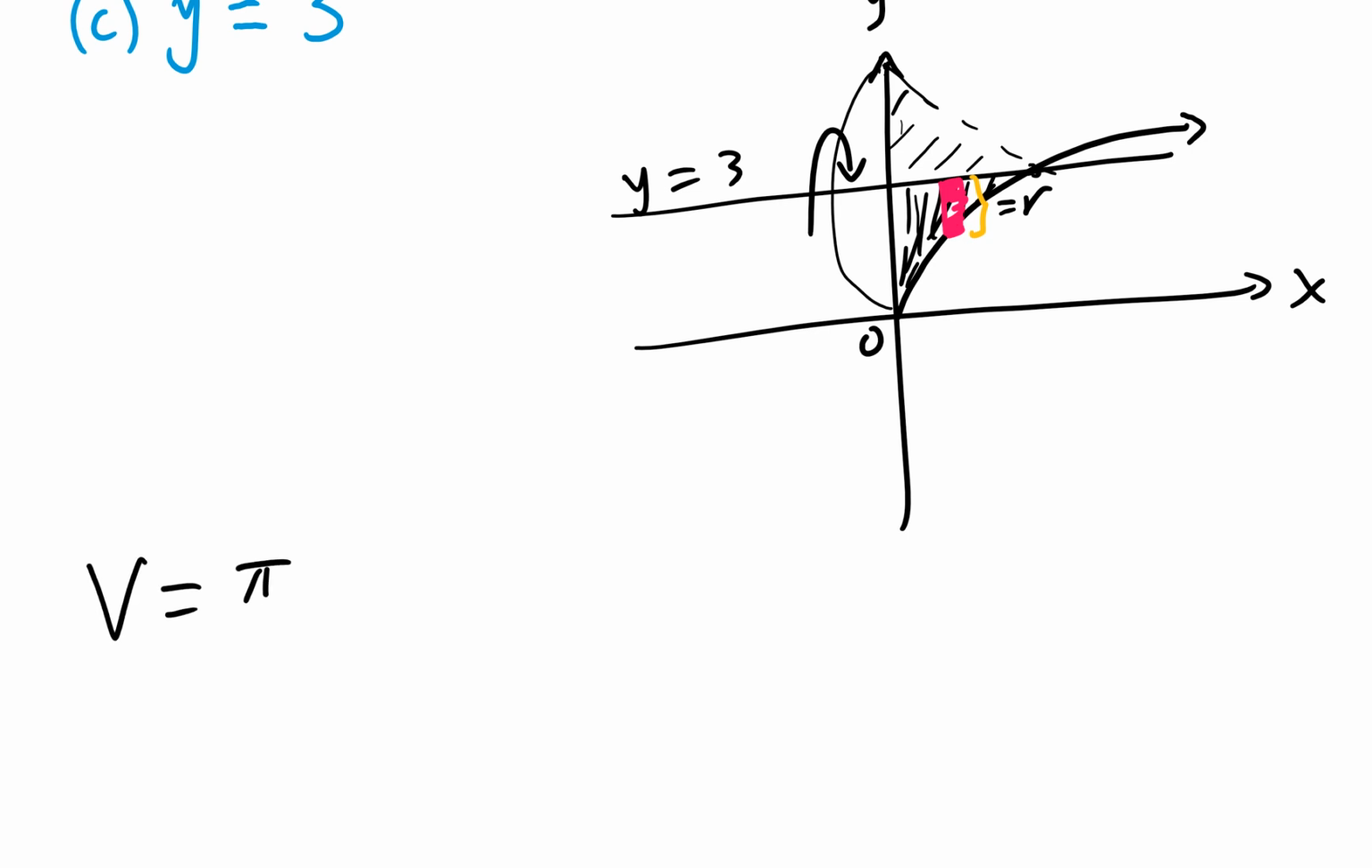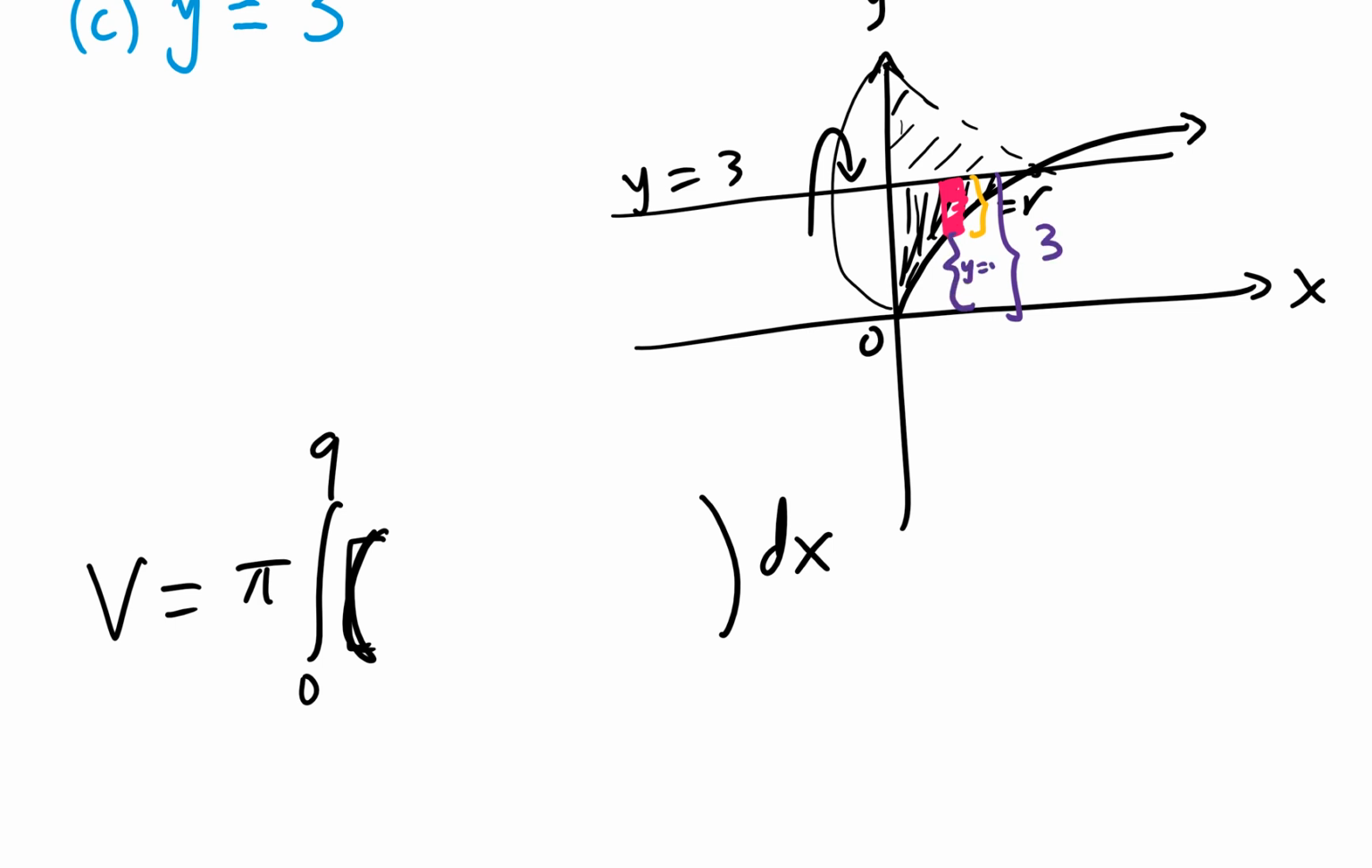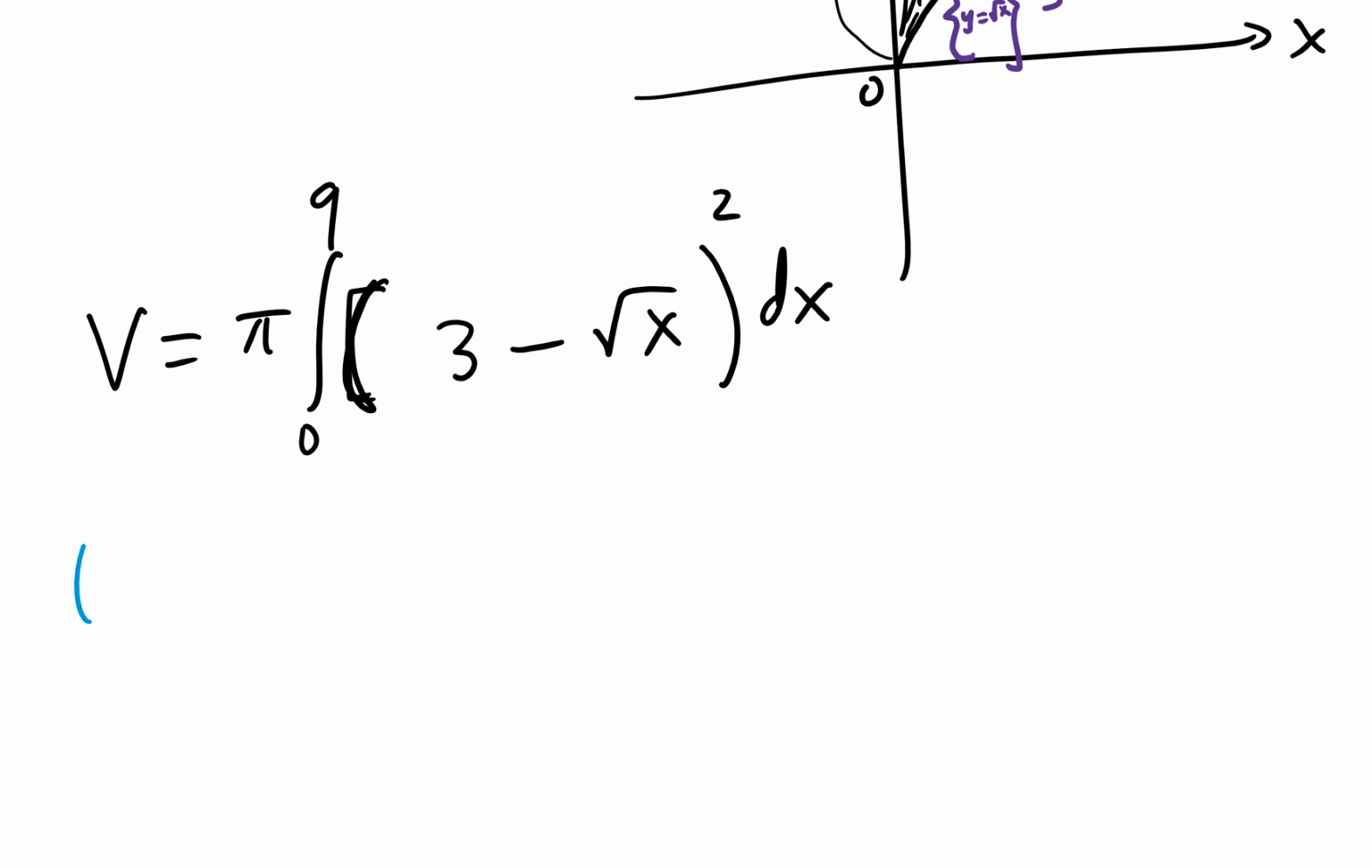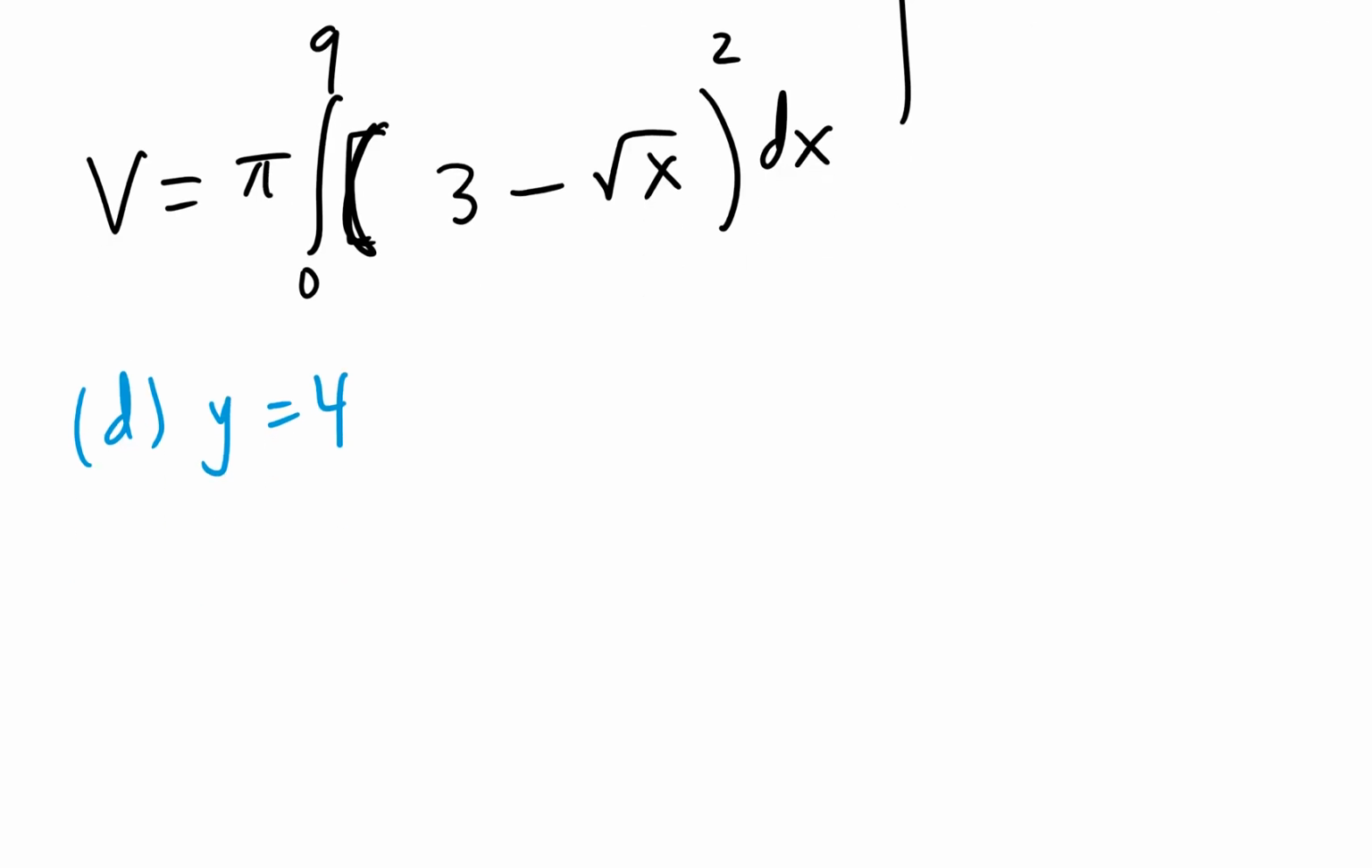So to set up the volume, we start with pi. Again, the integral is going to go from 0 to 9, and I'm going to have a dx at the end. Watch how I'm going to find the length of that one. It's going to be the whole thing, which is 3 units, minus this one, which is y equals square root of x. So it's 3 minus square root of x, and you square it. And then it's so easy to integrate. How about if we do it about y equals 4?